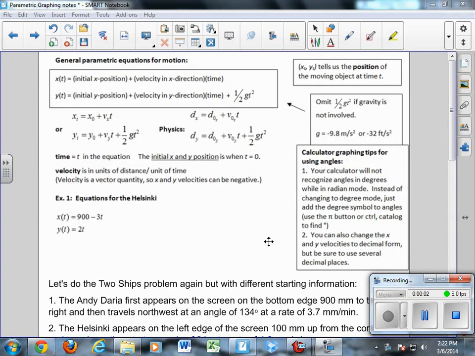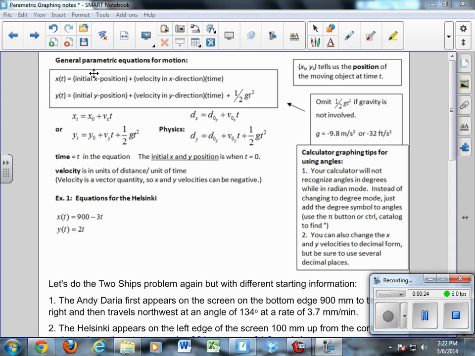These are the notes for the fourth page of your notes. We've just done the ships in the fog problem, and now we're going to look at the general parametric equations for motion. Notice that when we break our parametric equations into x as a function of t and y as a function of t, and we're dealing with motion, we always follow this form.